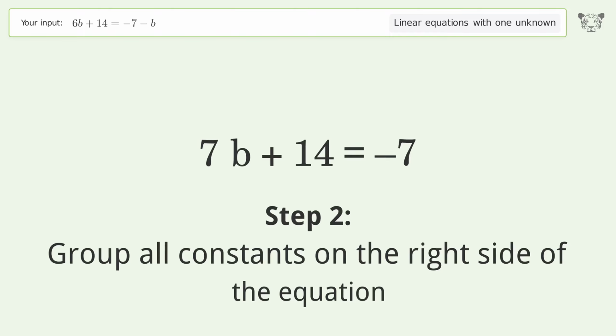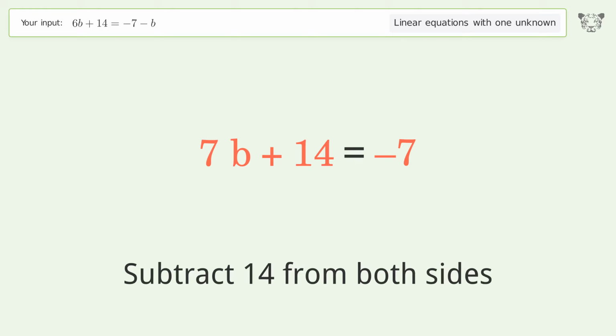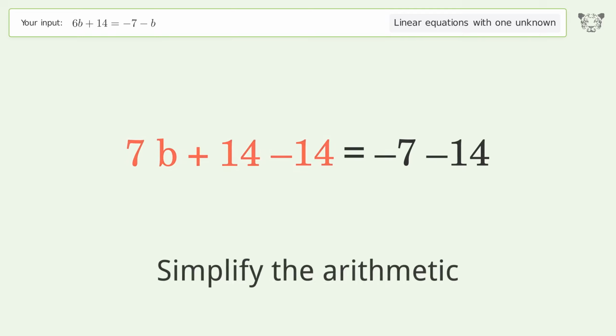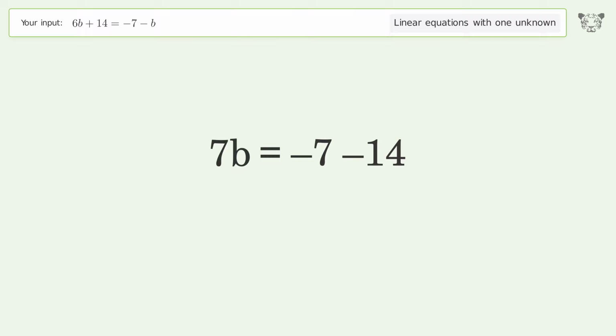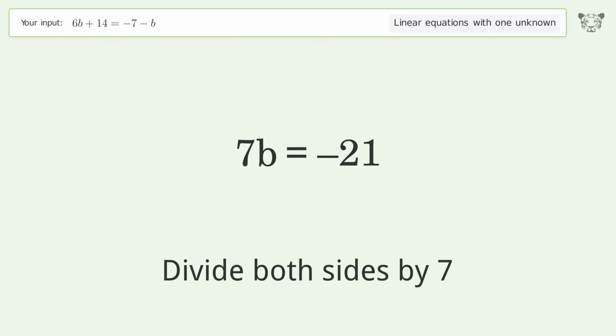Group all constants on the right side of the equation. Subtract 14 from both sides. Simplify the arithmetic. Isolate the b. Divide both sides by 7.